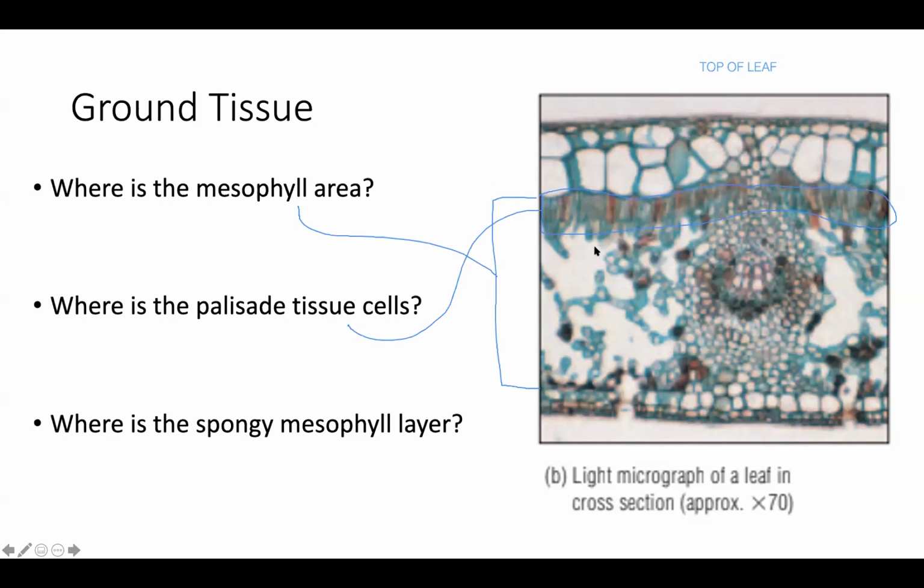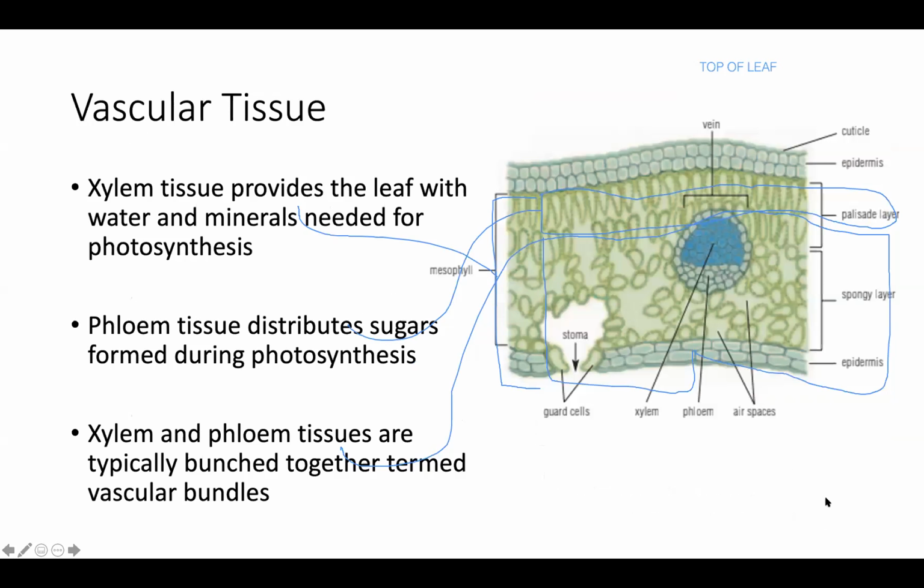And the spongy mesophyll area is this kind of holey, spaced out area underneath. And remember, this is to allow for maximal gas exchange throughout the leaf. Okay. So you should be able to identify these three areas if I ask you on an assessment. Okay? Cool.